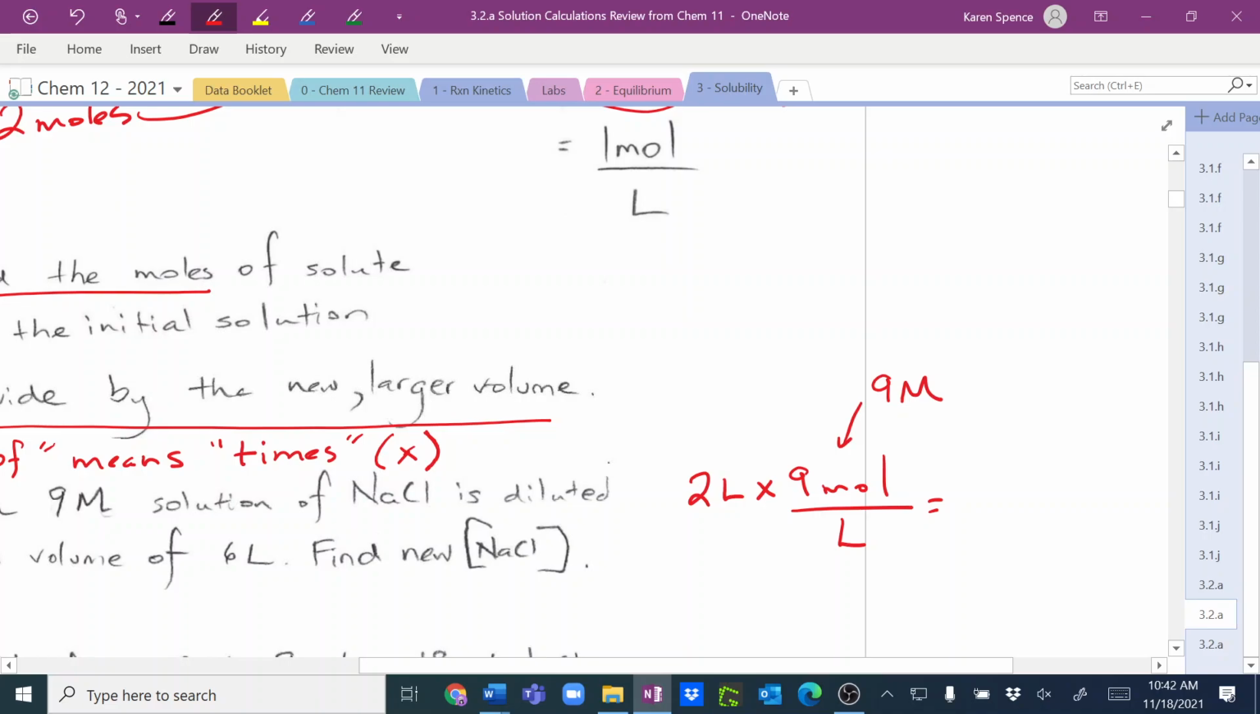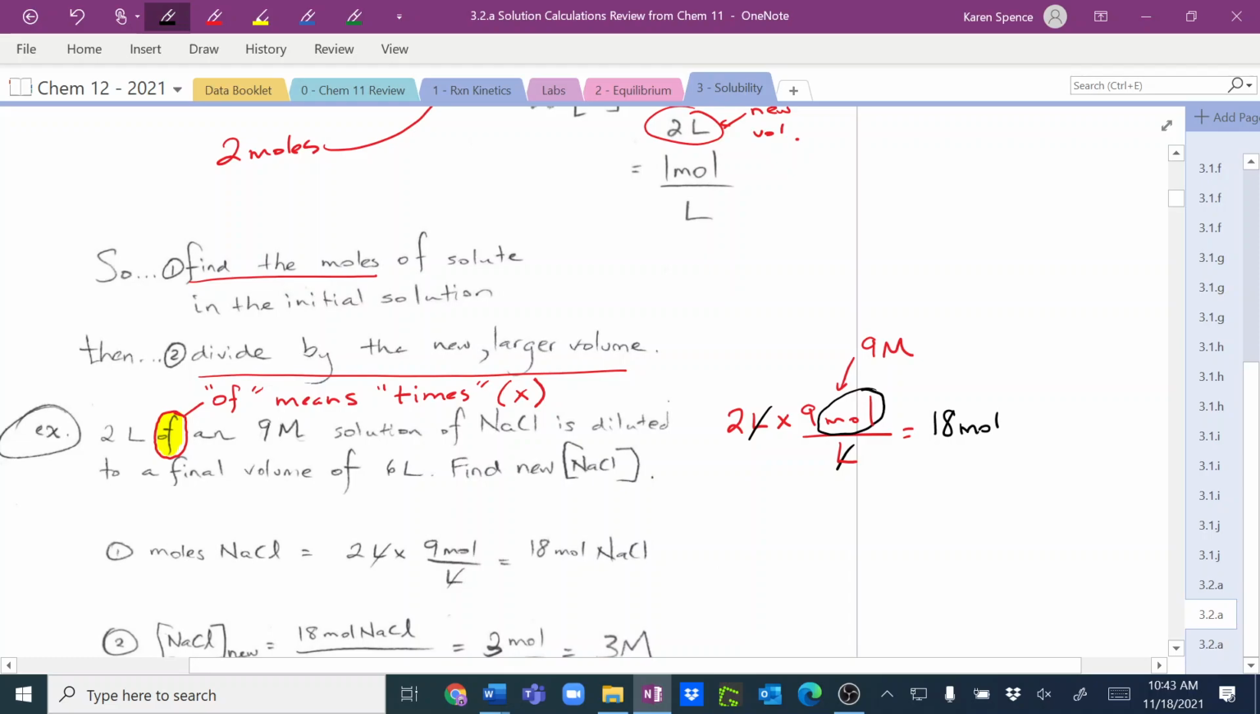What happens to our liters when we do that calculation? They get canceled out, and what are we left with? Moles. So if you're finding moles, if you have 2 liters of a solution, then you just do your calculation there, and we get 18 moles. So that's how many moles I had in my original solution.